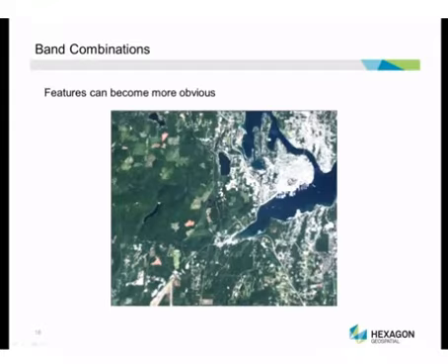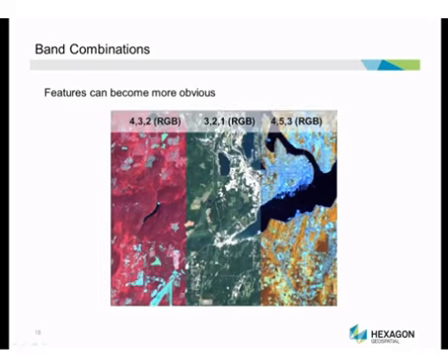Through this example, we can see that by using different band combinations, different features become more obvious. We can use these band combinations to help locate and extract the information we are most interested in.